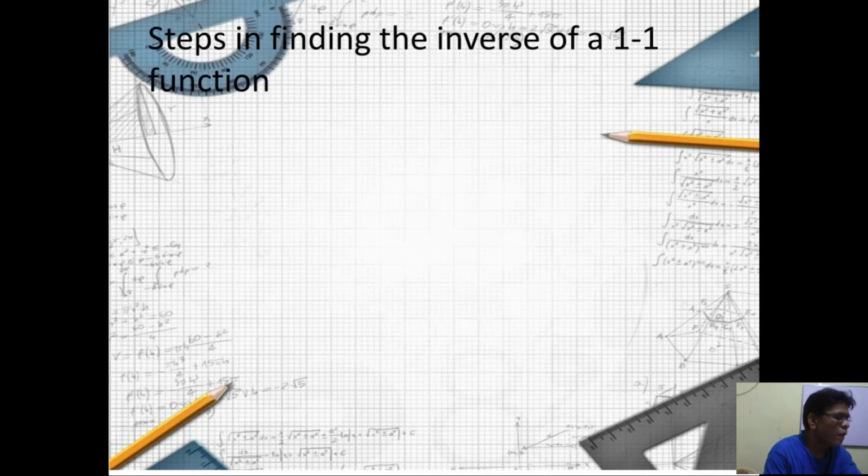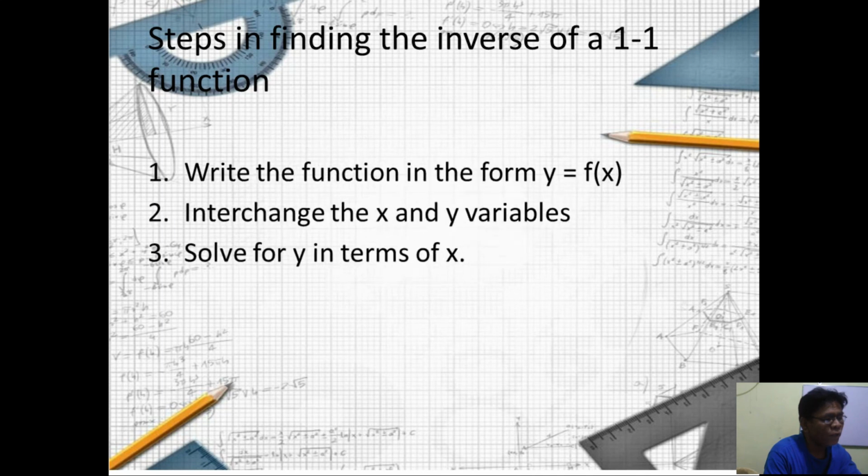Okay, steps in finding the inverse of a one-to-one function. Number 1, write the function in the form y = f(x). Number 2, interchange the x and y variables. Number 3, solve for y in terms of x.